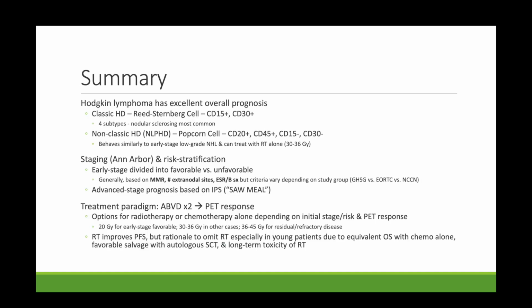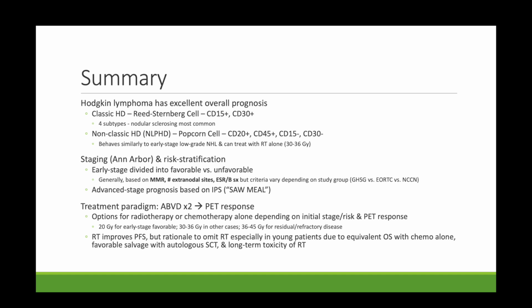So I just want to end this overview talk with a quick summary slide on everything we've talked about so far. Remember, Hodgkin lymphoma has an excellent overall prognosis, and that's why we think so much about what long-term toxicity is going to look like for our patients. Classic Hodgkin disease is characterized by the Reed-Sternberg cell. It is CD15 positive, CD30 positive, and there are 4 subtypes, but nodular sclerosing is the most common, and it has a pretty good prognosis.